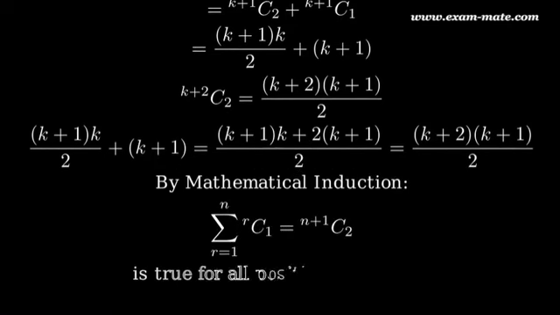Therefore, by mathematical induction, we have proven that the sum of r choose 1 from r equals 1 to n equals n plus 1 choose 2 for all positive integers n.